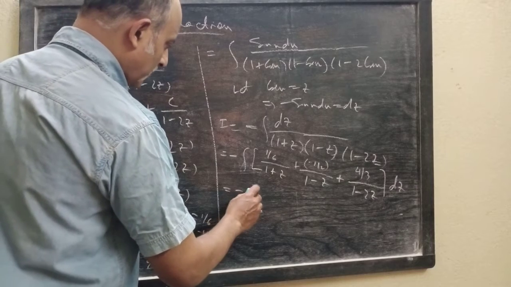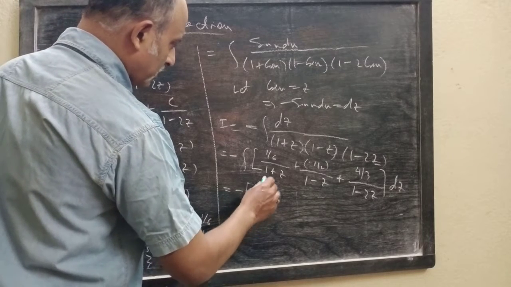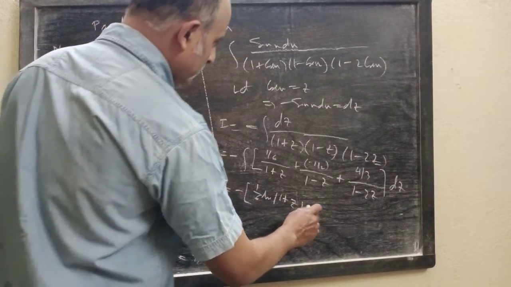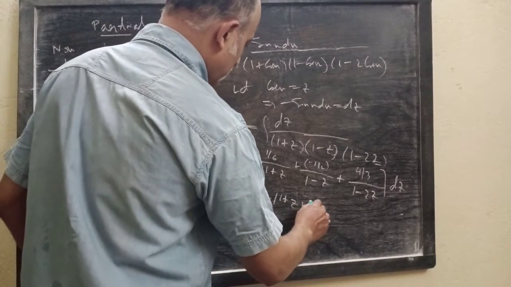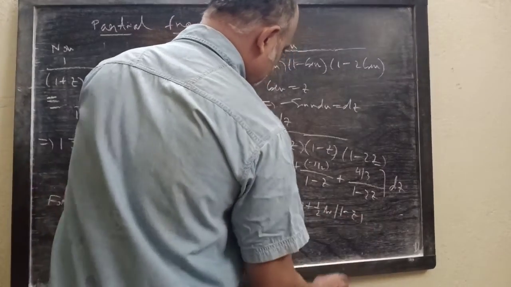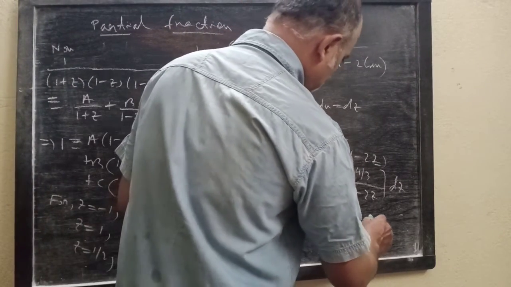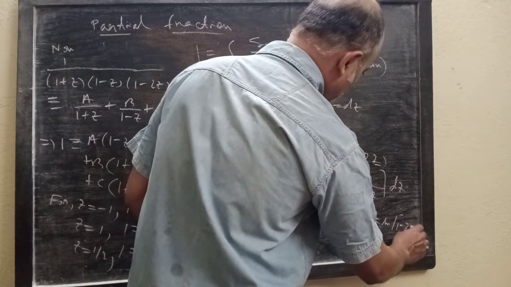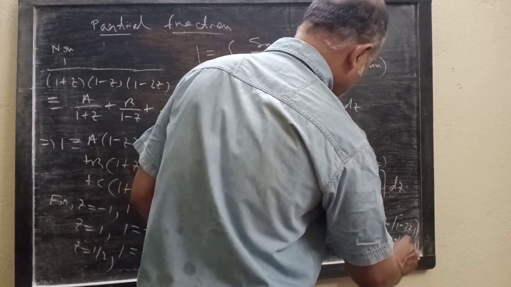Now minus third bracket, this is 1 by 6 ln of mod of 1 plus z, this is half ln of mod of 1 minus z, this is minus 2 by 3 ln of mod of 1 minus 2z, third bracket close, plus c.